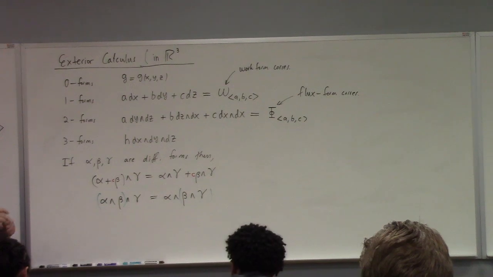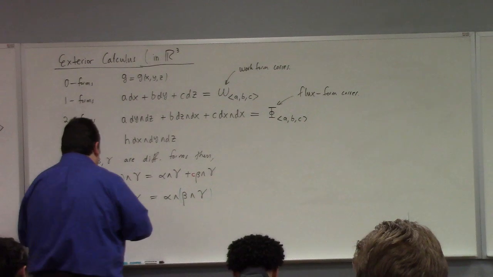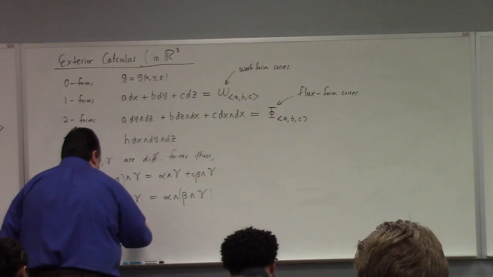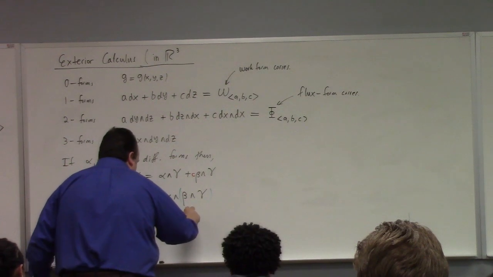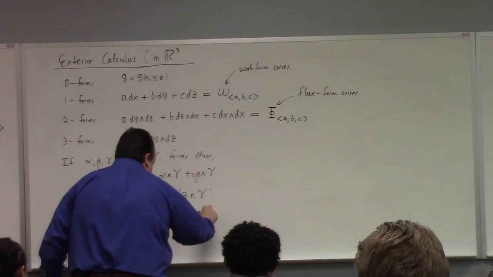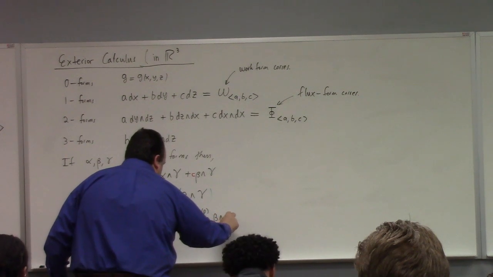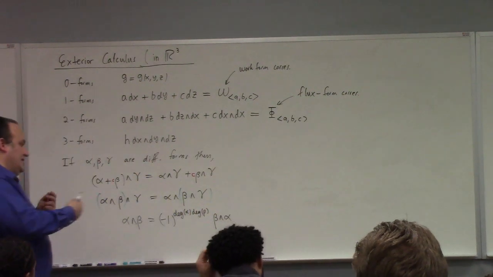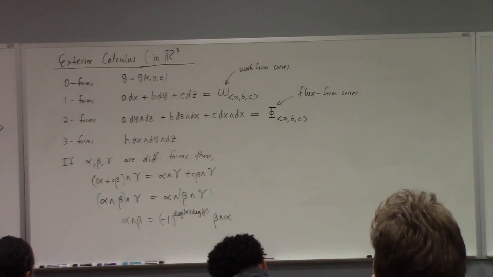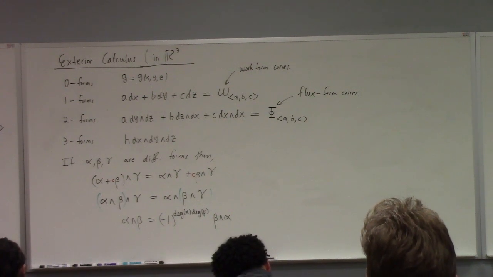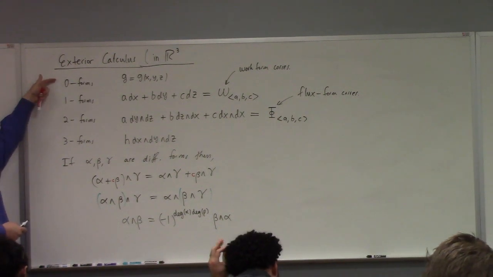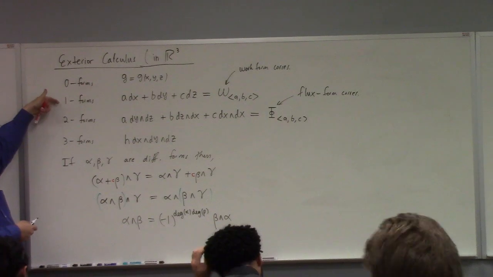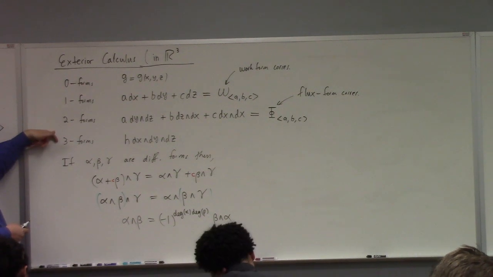The wedge product, on the other hand, is not commutative. It's something a little bit different. So the way it works is this. If we have alpha wedge beta, it's equal to -1 to the degree of alpha times the degree of beta, beta wedge alpha. So this is the graded commutativity of the wedge product. So the degree is what I listed here. So like degree 0, degree 1, degree 2, degree 3.